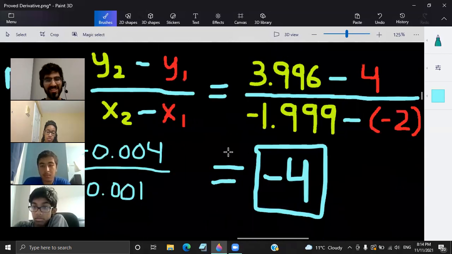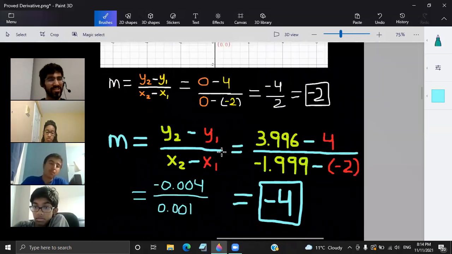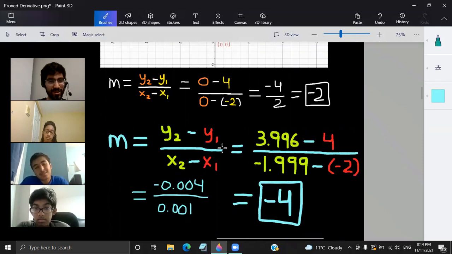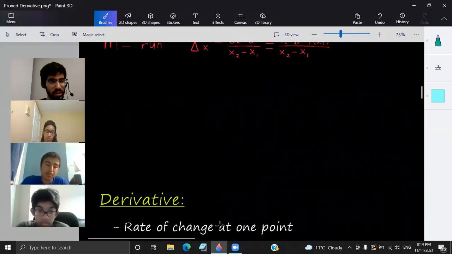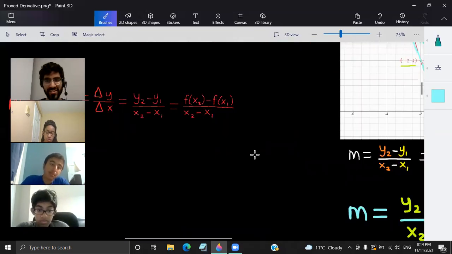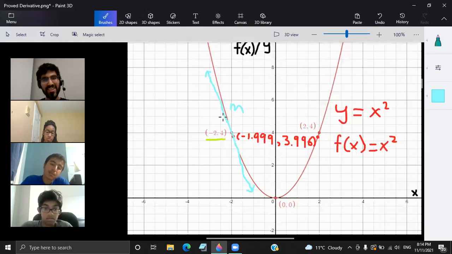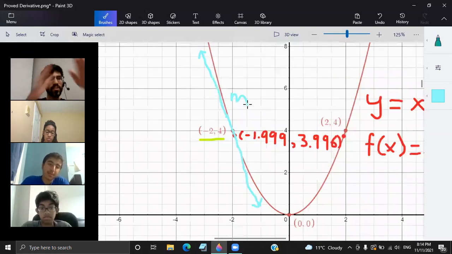Yay, cool. We just calculated our first derivative. That's a cool word, right? Derivative. I'm going to explain what it means too. A derivative is the rate of change at 1 point. That's what we just calculated, that's what I kept saying. We want to find the rate of change of a line at just 1 point. We can't do that. That's not how the formula works.